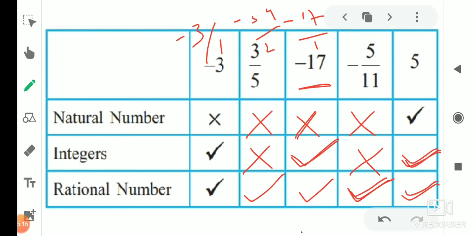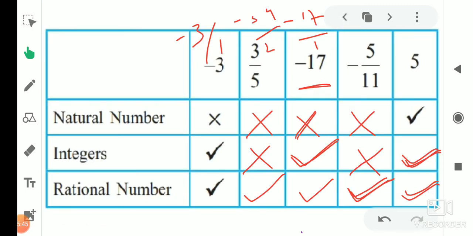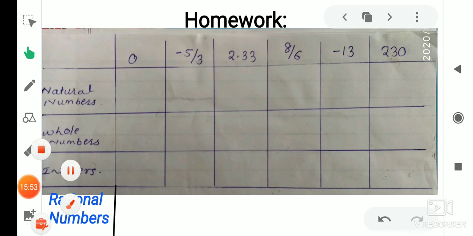Okay. Now this is a homework for you. There are a few numbers given to you: 0, minus 5 by 3, 2.33, 8 by 6, minus 13 by 30, and you have to classify these numbers into different groups like natural numbers, whole numbers, integers, and rational numbers. Just as we have classified in the previous slide, like this you have to solve that homework. Okay, so take care, dear students.